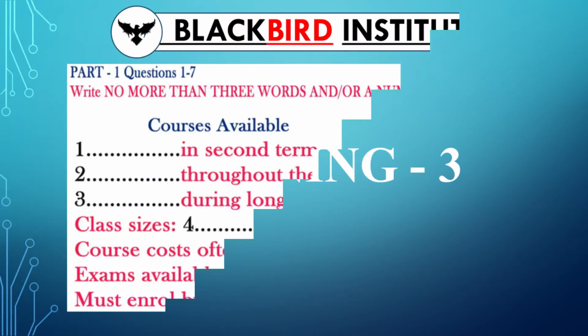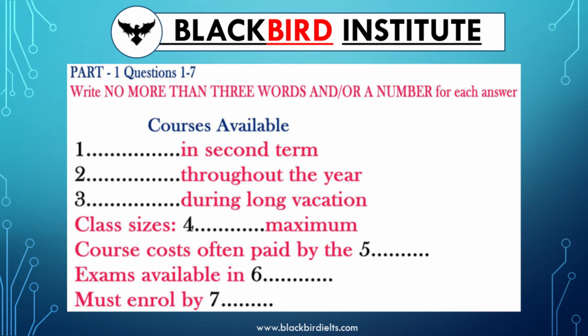The test is in 4 parts. Part 1, Part 2, Part 3, and Part 4. Now look at Part 1. You will hear a science student inquiring about English courses at a university language centre. You now have 30 seconds to read questions 1 to 7.